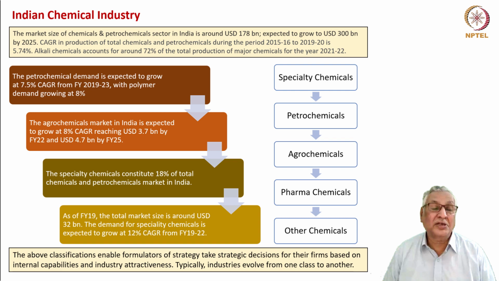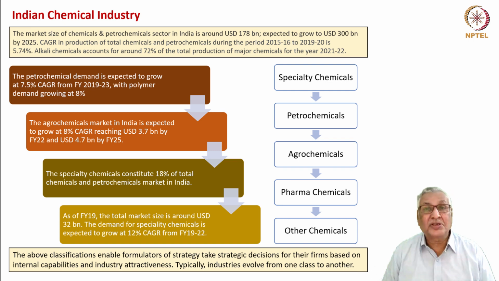This is one of the industries which is going to have great potential in the context of the China Plus One strategy that is being looked at by several companies which have chemicals as their inputs. The petrochemical demand is expected to grow at 7.5%, and within that, the polymer demand is expected to grow at 8%. Agrochemical market is also expected to grow at 8%. However, the specialty chemicals would be growing at even faster clip.